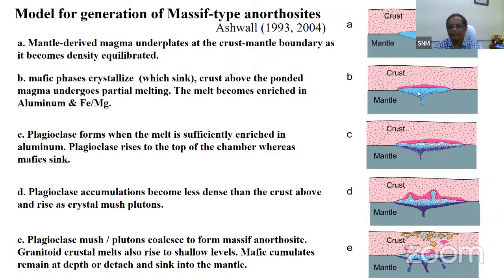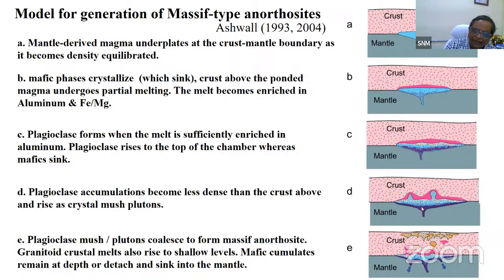And those plagioclases are lighter in weight compared to the melt or residual melt. Because of their buoyancy, their less dense nature, they rise as a crystal mass and make plutonic bodies somewhere at the mid-crustal level. And these crystal masses, over a period of time, coalesce and become larger plutons or massive type anorthosites.